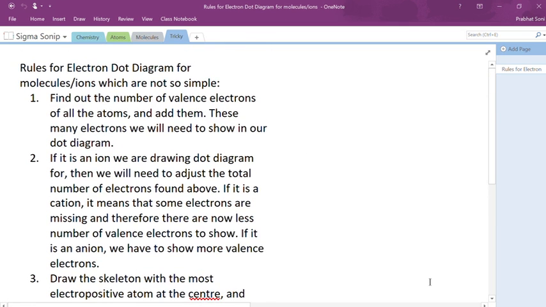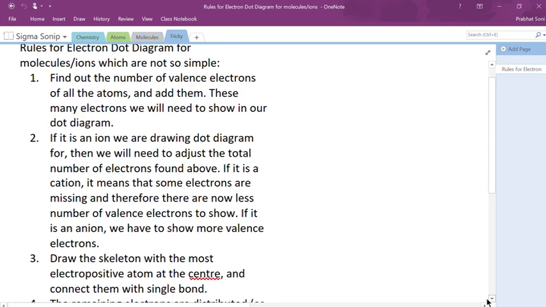These steps may sound a bit tricky in the beginning, but we'll go through a couple of examples, and that will make things obvious and clear. First, we need to find the total number of valence electrons in the molecule. We find the number of valence electrons of all the atoms, then add them. These many electrons we will need to show in our dot diagram. So we are finding the total number of valence electrons that we need to show somewhere in our diagram. Let's take the example of carbon monoxide.